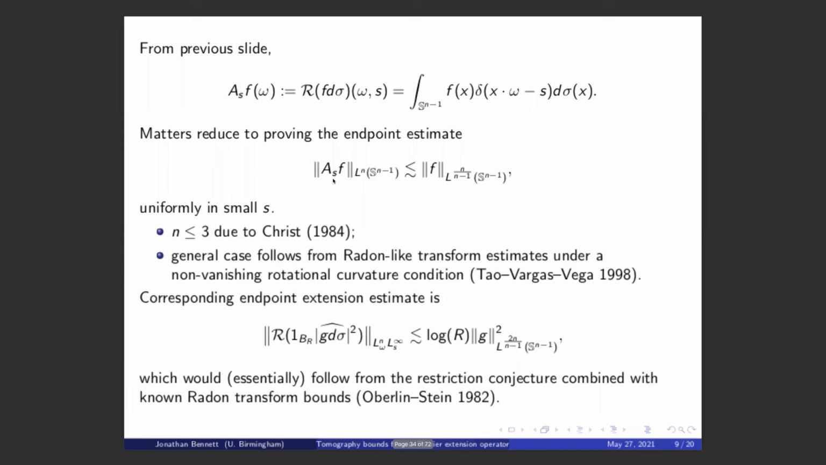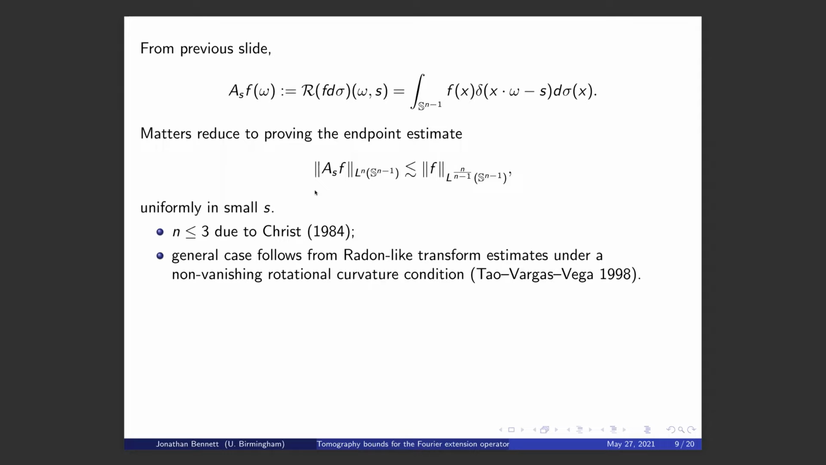But it turns out that you can prove this estimate with a certain uniformity in this parameter s using the modern theory of Radon-like transforms, and in particular results involving the notion of non-vanishing rotational curvature. There's a lemma in Tao, Vargas and Vega from '98, which you can apply in a fairly straightforward way to establish these uniform spherical Radon transform estimates.